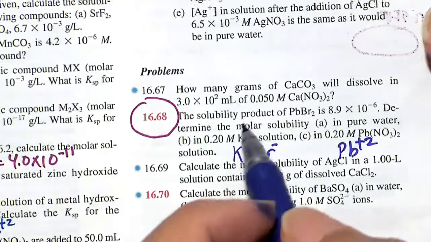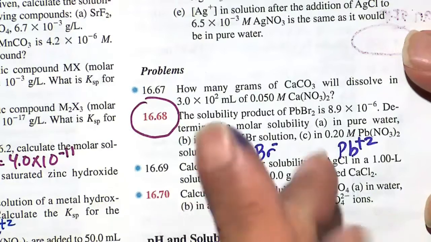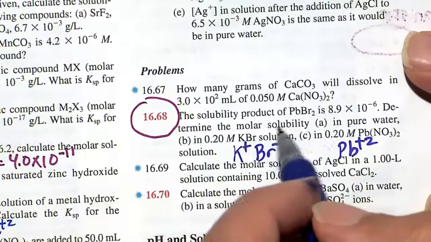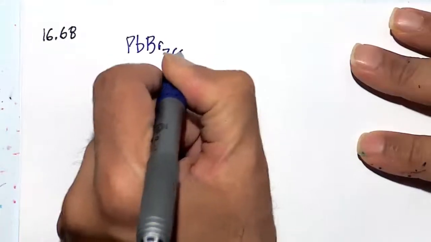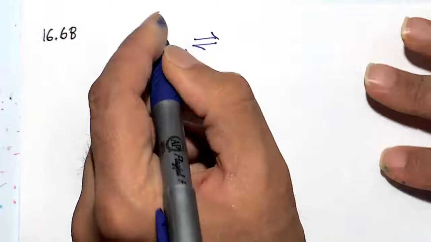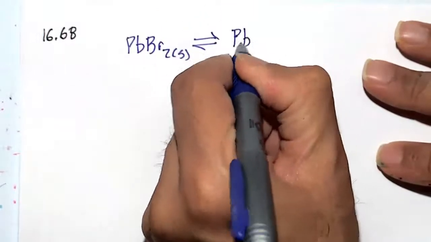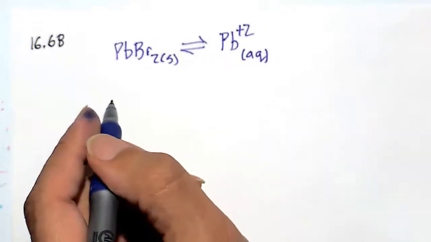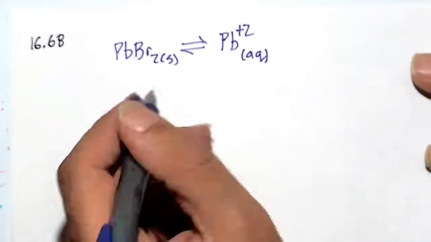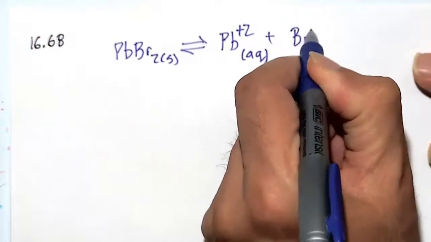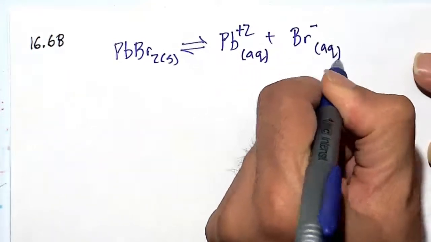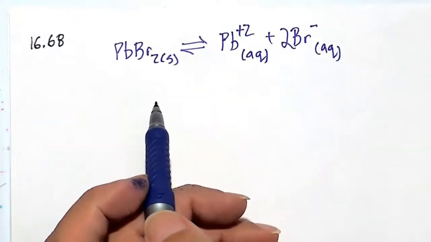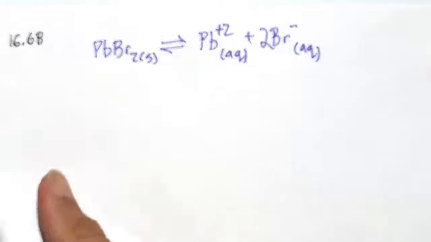Remember, lead 2 bromide is what we call a sparingly soluble solid. It has a KSP denoted there as 8.9 times 10 to the minus 6. The first thing you want to do in any and all of these types of KSP problems is write your KSP expression that defines this equation. So the sparingly soluble solid, lead 2 bromide, lead is a transition metal, is at an equilibrium with lead plus 2 and Br minus. We have to balance this equation.